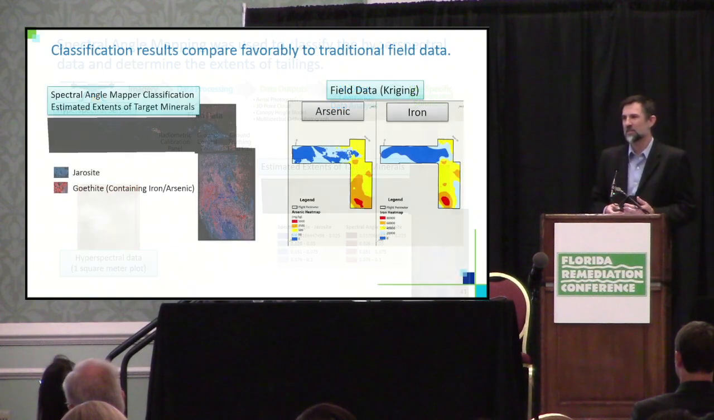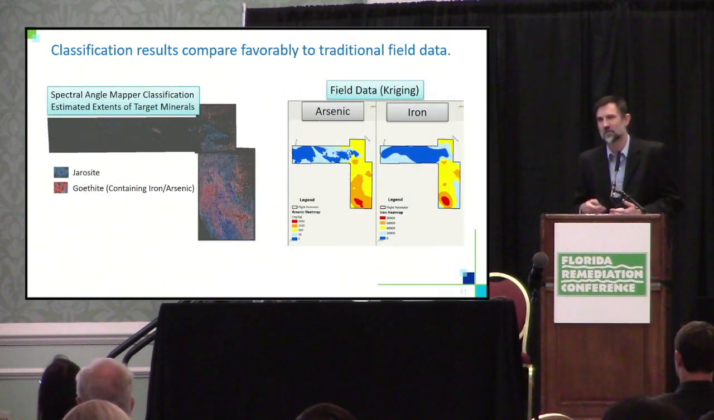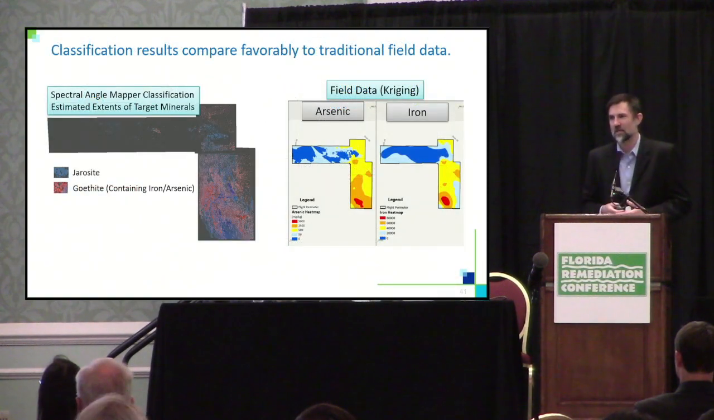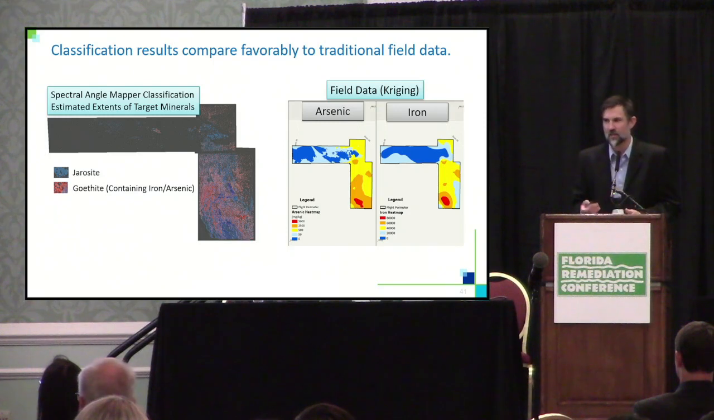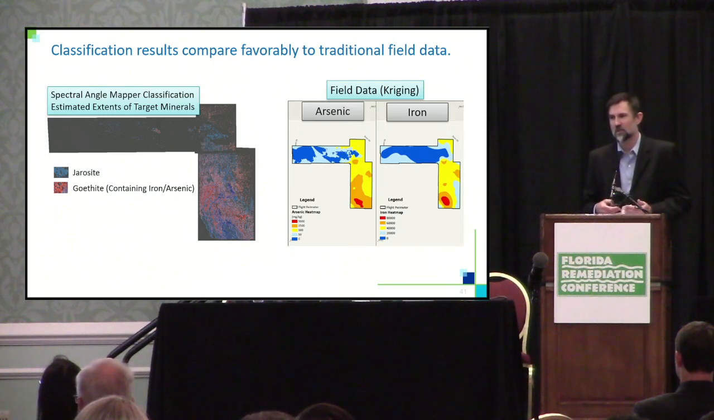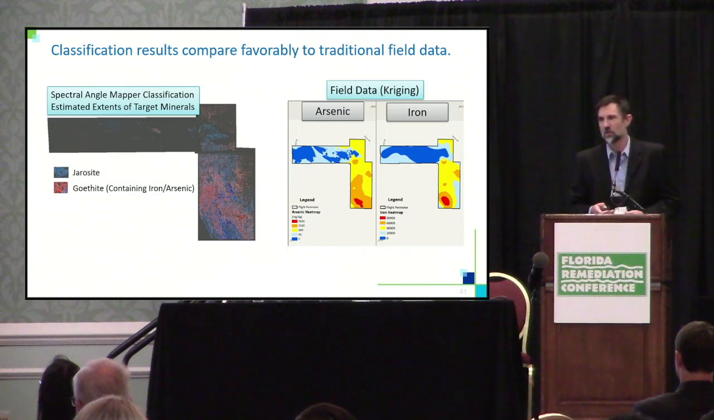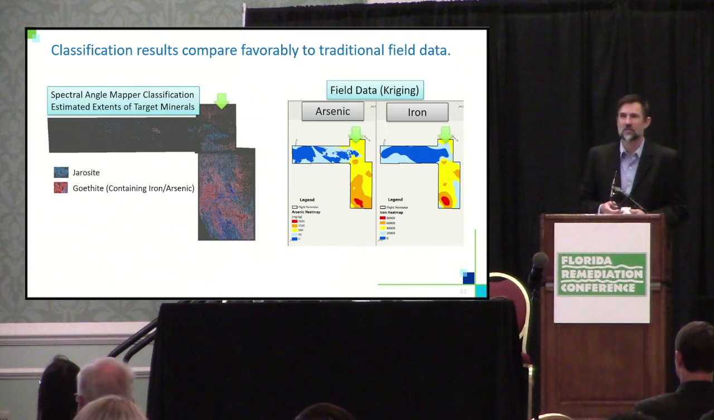And so we can compare this with our traditional field data. On the right is field data from about 64 samples that were sent off to the lab for arsenic and iron concentrations. And then on the left, we have our model for the mineral goethite, which contains the arsenic and iron. So if we look at the northern part of the site, we see that our field data is indicating some contamination with iron and arsenic, but not a lot. And then we're seeing a similar result with our spectral angle mapper model as well.